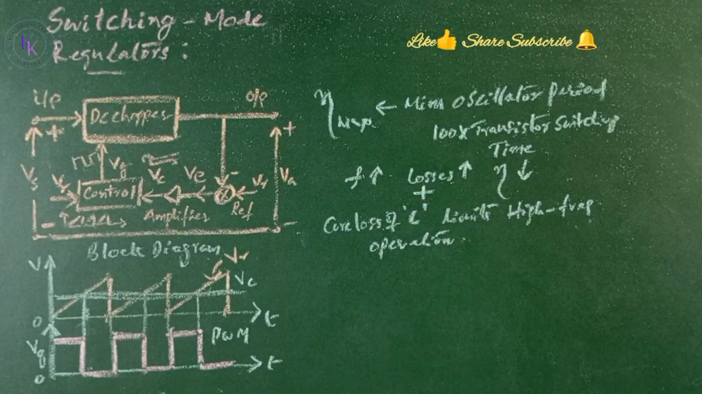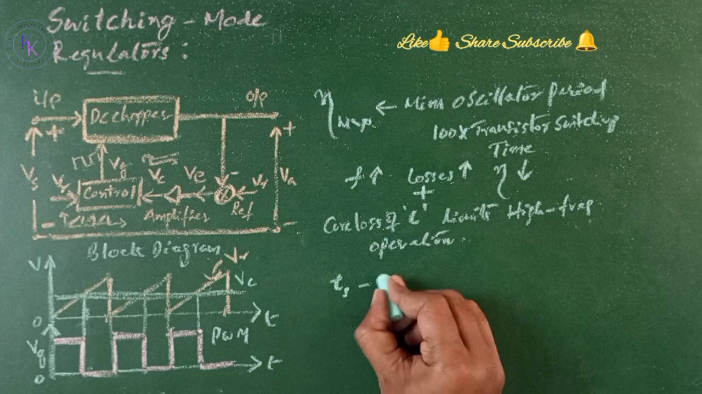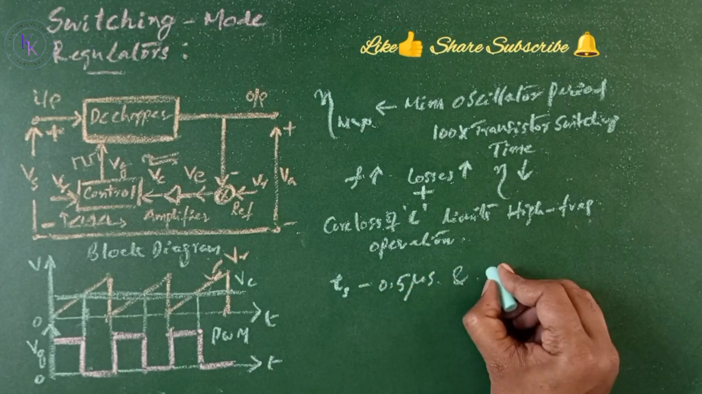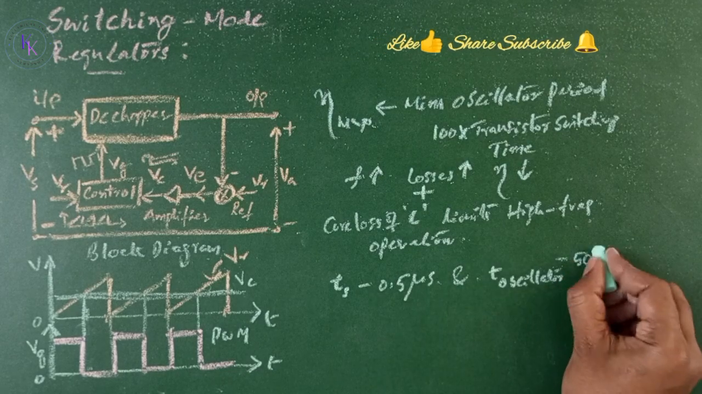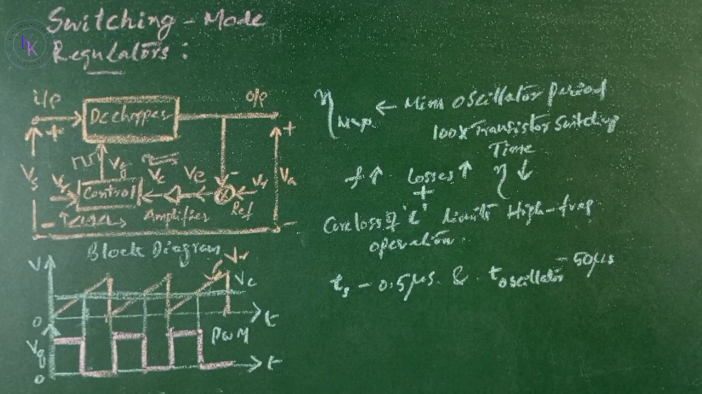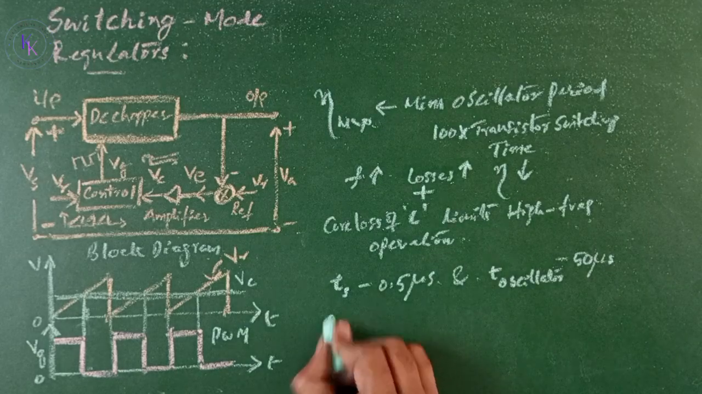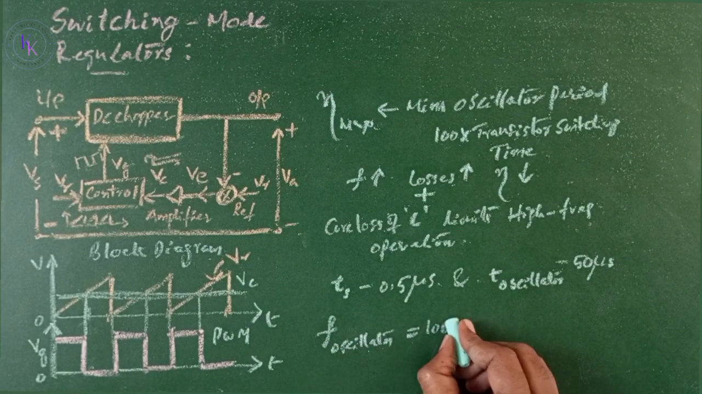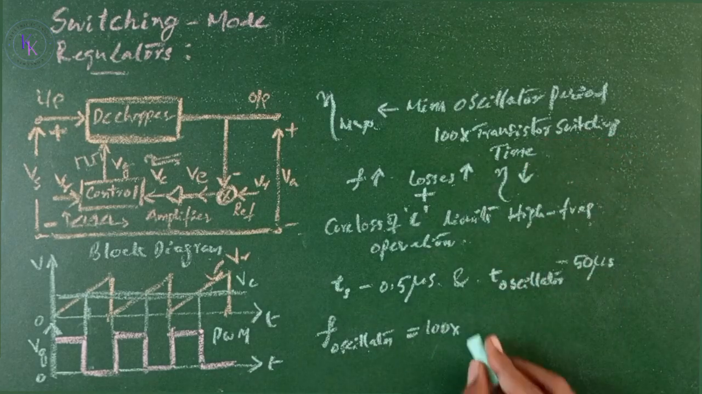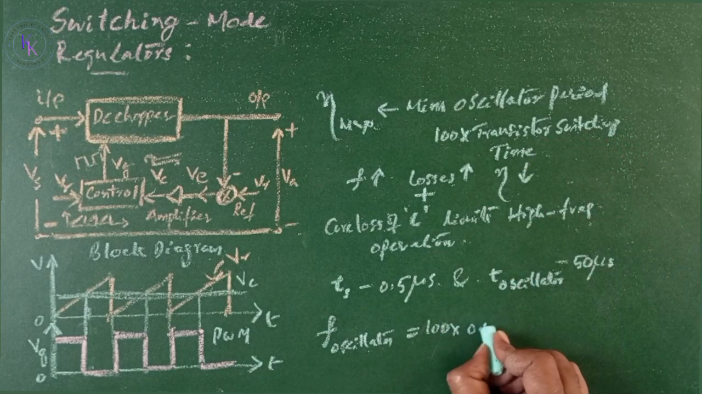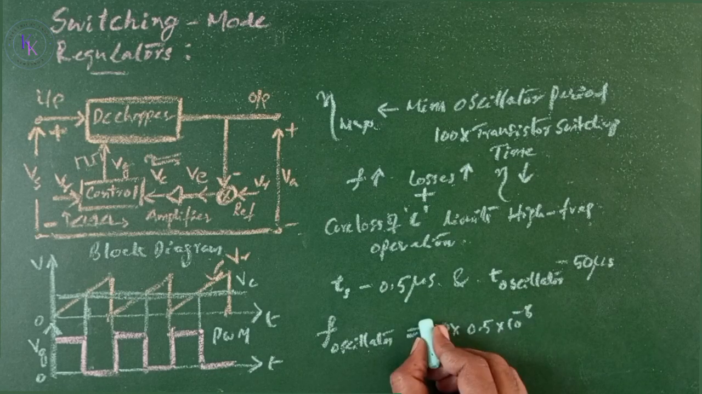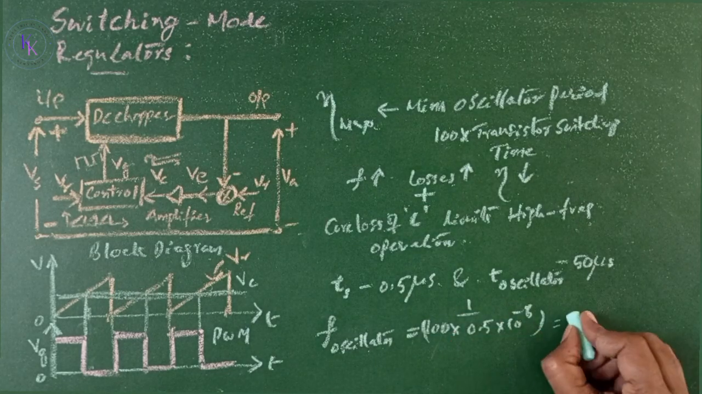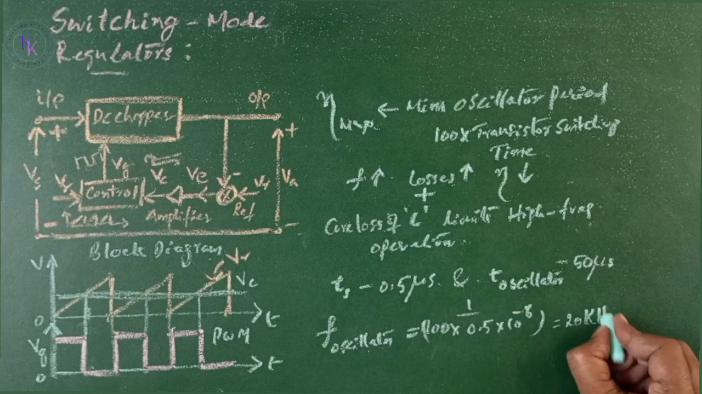If the transistor switching time is 0.5 microseconds, and the oscillator period is 50 microseconds, then the maximum oscillator frequency is equal to 100 times the transistor switching time, that is 0.5 microseconds. This is time, so frequency is 1 by the time. This will give us 20 kHz.